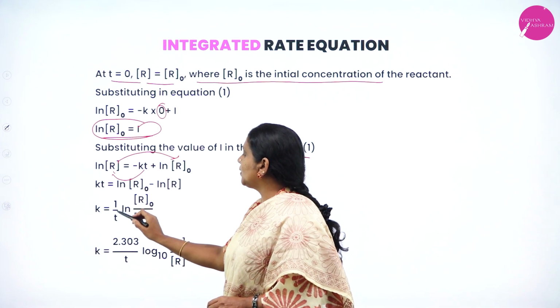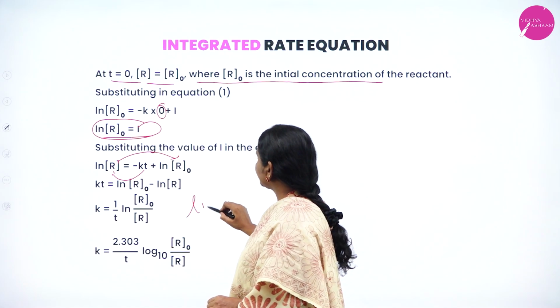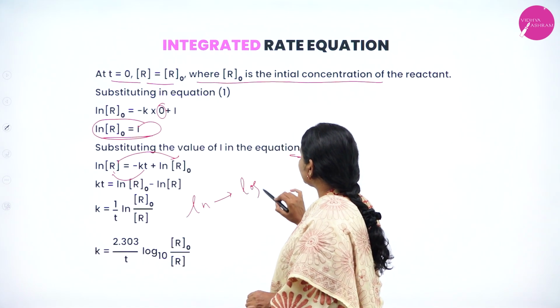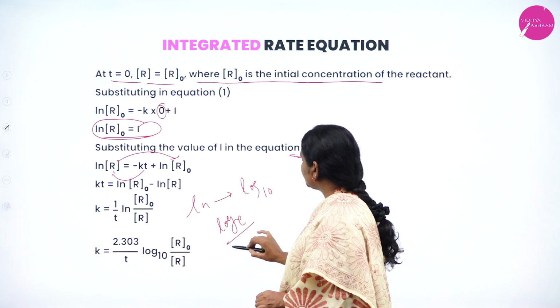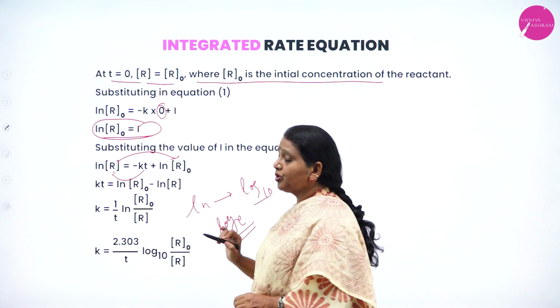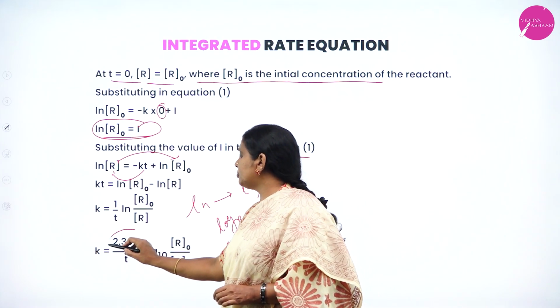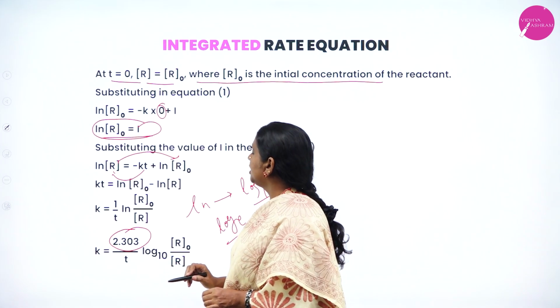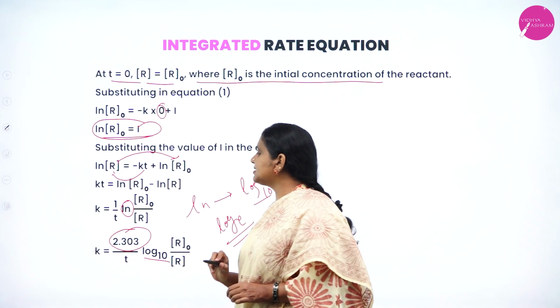K is equal to 1 by T log natural R0 by R. Convert log natural to log to the base 10. Log natural means log to the base e. How do you convert log to the base e to log to the base 10? By multiplying by 2.303. Now log natural is converted into log to the base 10.